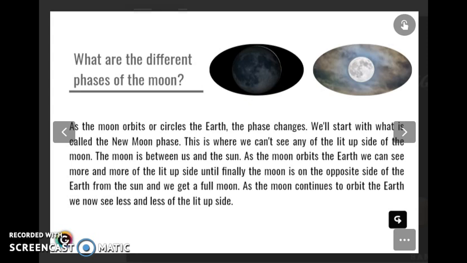As the moon orbits the Earth, we can see more and more of the lit up side until finally the moon is on the opposite side of the Earth from the sun and we get a full moon. This is our full moon. As the moon continues to orbit the Earth, we now see less and less of the lit up side.